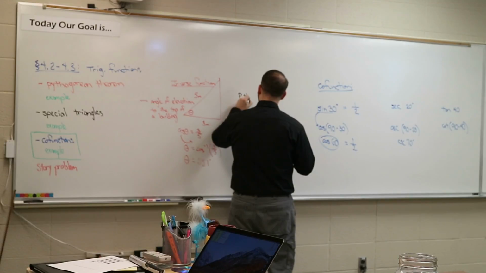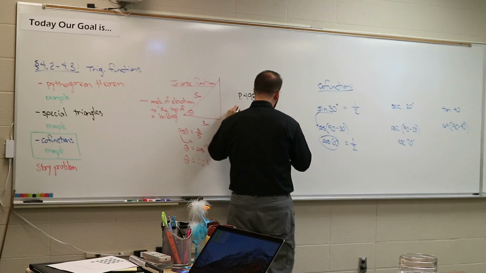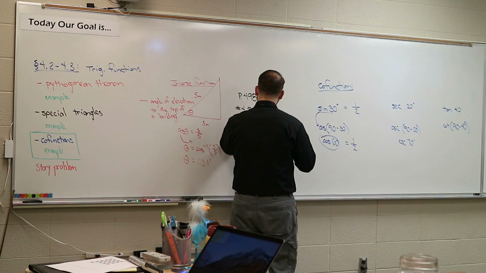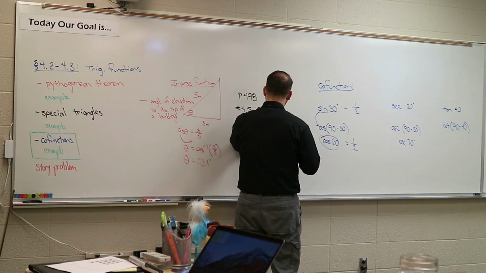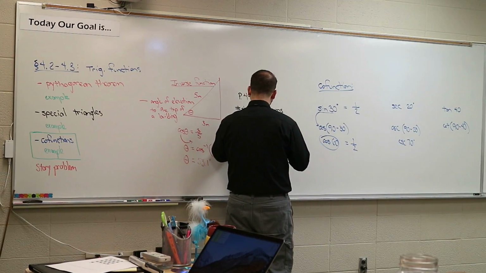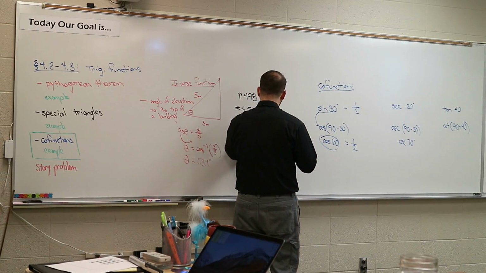Page 498. We're doing problems number 4, number 5. We're doing 10 through 20, the evens. Oh my. That is a lot. We're doing 30 through 33. And then we're jumping to the story problems, which are these.